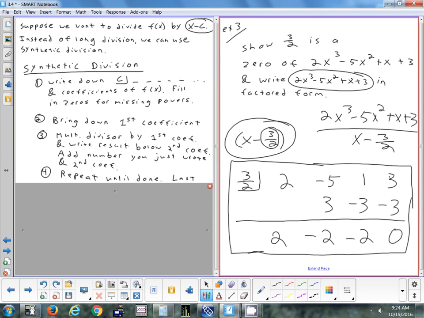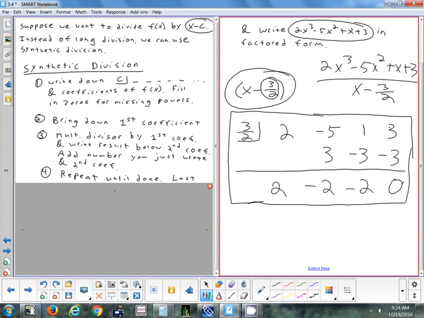Does anybody have a guess what this 0 represents? That's my remainder. So what do you think these other 3 numbers are? Coefficients of my, which are the what when we do division? My quotient. Okay, these numbers are the coefficients of my quotient.